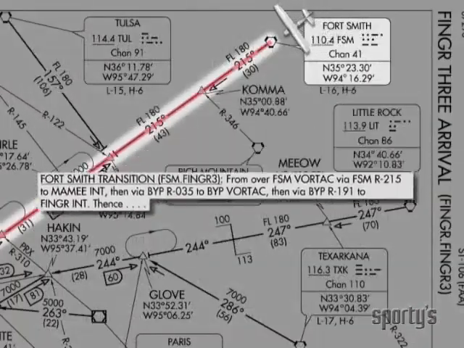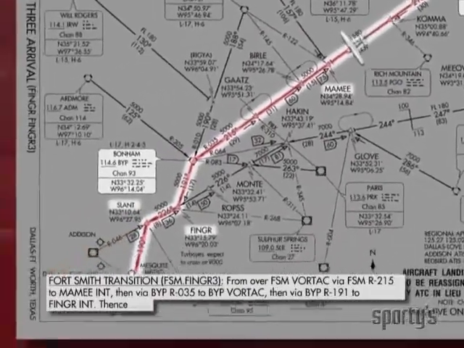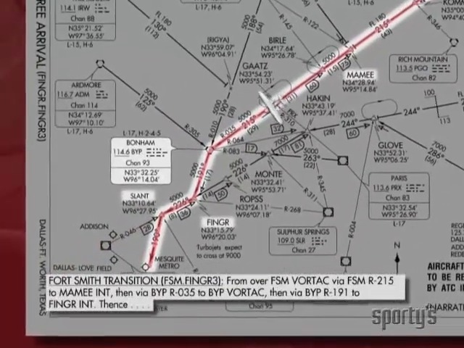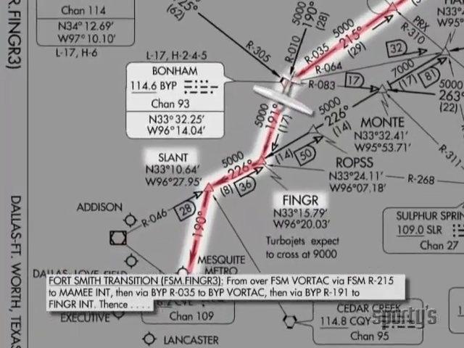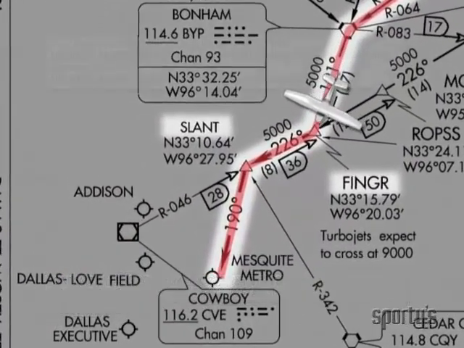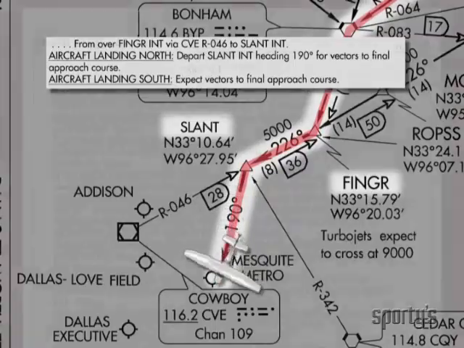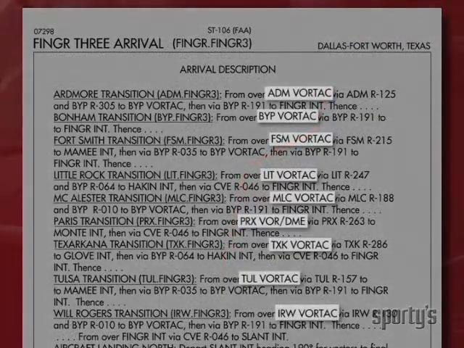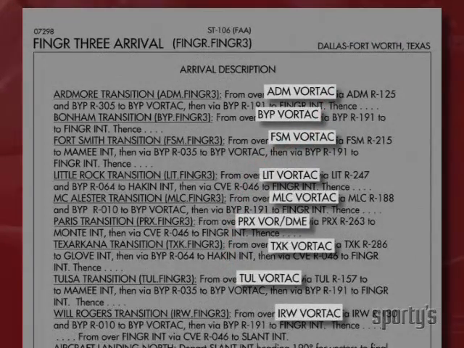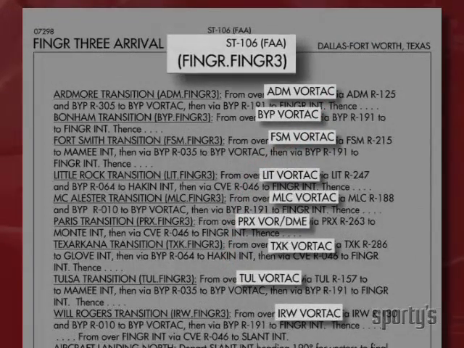If you're flying from Fort Smith, Arkansas, for example, the actual Finger 3 arrival involves flying over the Bonham VORTAC and then following the Bonham 191-degree radial to the Finger intersection. Then turn southwest and fly the Cowboy 046-degree radial 8 miles to the Slant intersection. If traffic is landing north, depart Slant on a 190-degree heading for vectors to the final approach course. If you'll be landing south, ATC will give you vectors from Slant to the final approach course. If you're flying to Love Field from the northeast, just plan a route that comes over any of the transition fixes, then the Finger 3 arrival, coded FINGR3, and ATC will love you.